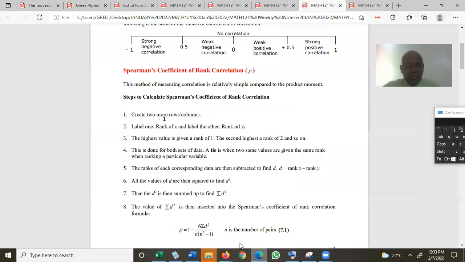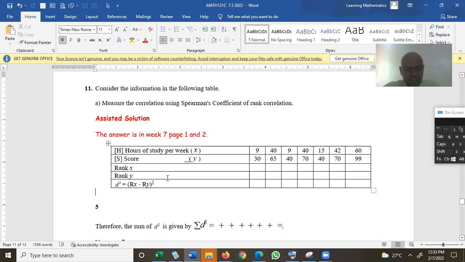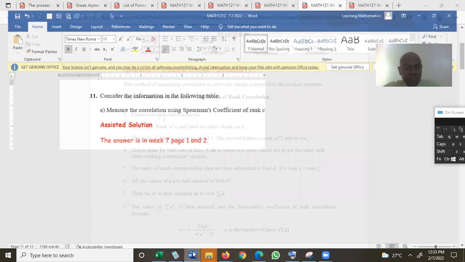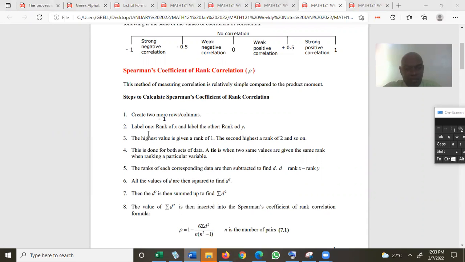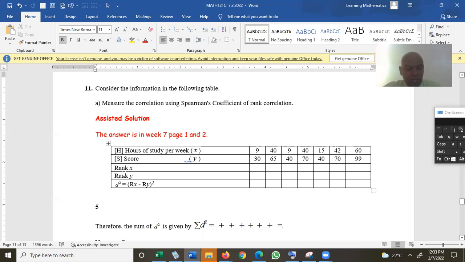It says create 2 more columns, or rows or columns. Have we done that? Yes. And there's a 3rd one actually called D squared. So in fact, it's supposed to be saying create 3. We have done that. Label them rank of X and rank of Y. Have we done that? Yes, rank of X and rank of Y. So that of course should be in your assignment also.